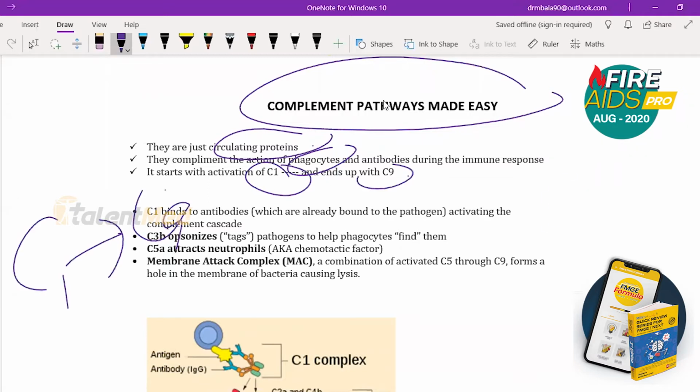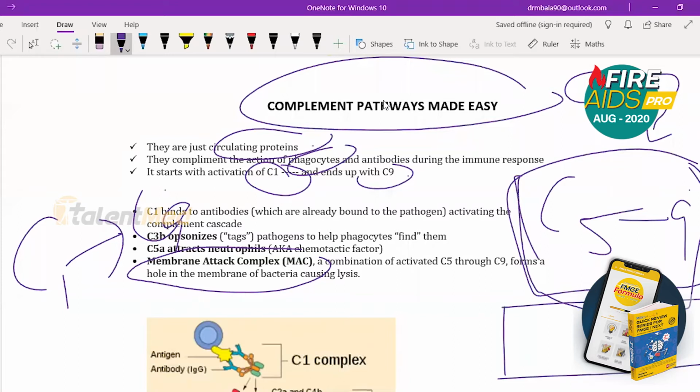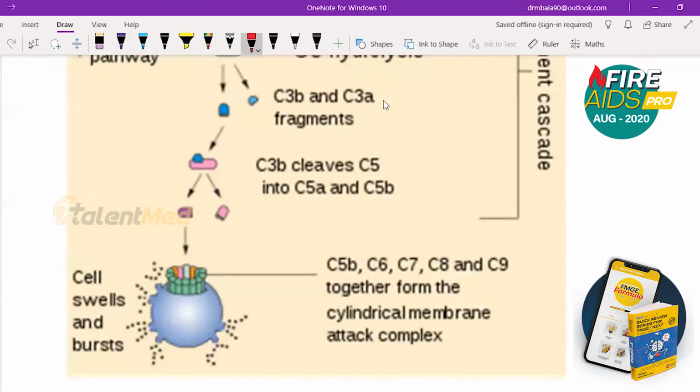In between, C5 to C9 is a complex. This complex is called the membrane attack complex. It will start from C1 and slowly come to C9: C1, C2, C3, C5, C9. Once it forms C5 to C9, they will dig a hole inside that organism. If you see this, the C5 to C9 will attack the cell like a drilling machine. It will go inside, the cell will swell and burst.